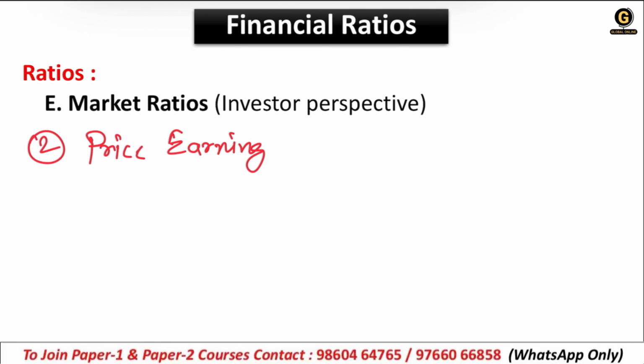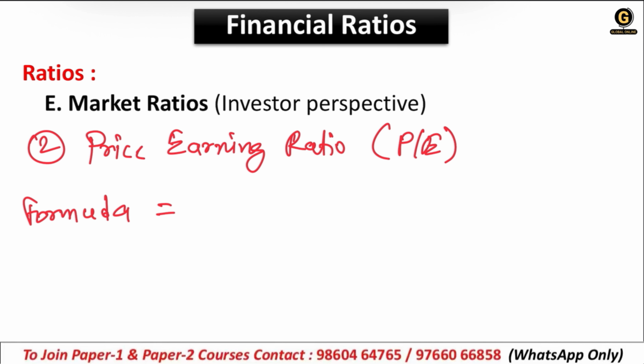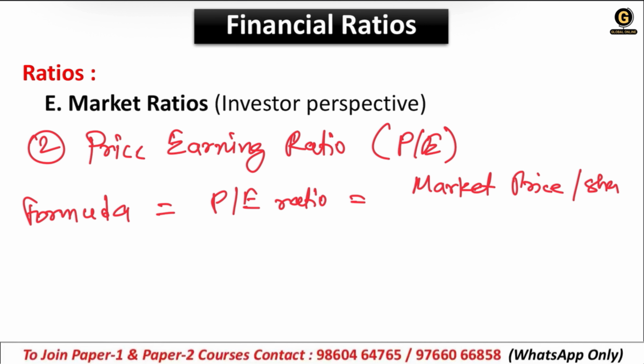Next is the price earning ratio, which we call the PE ratio. What is the formula? This is really very important. The PE ratio is equal to market price per share divided by EPS.